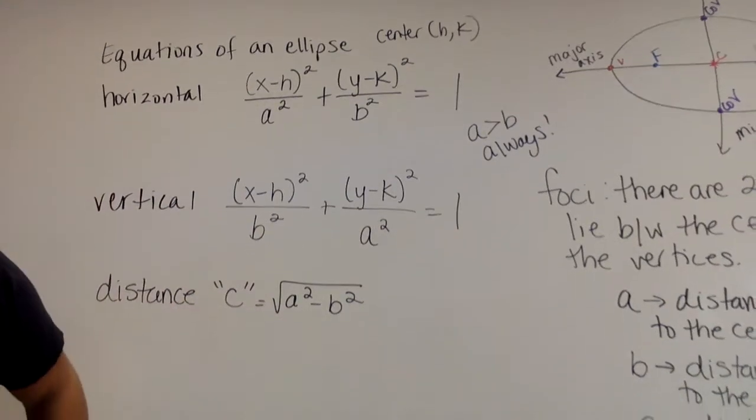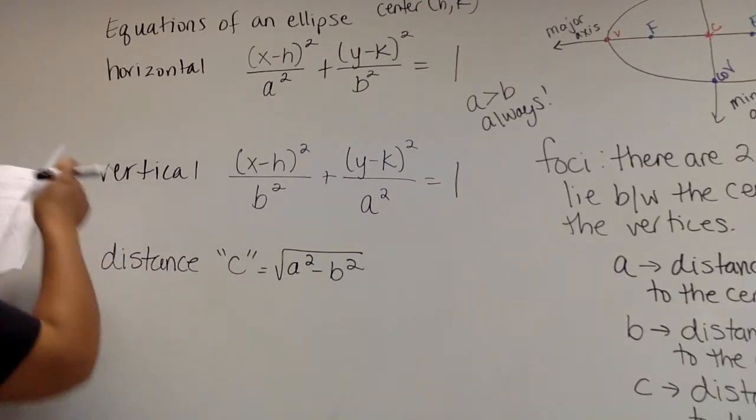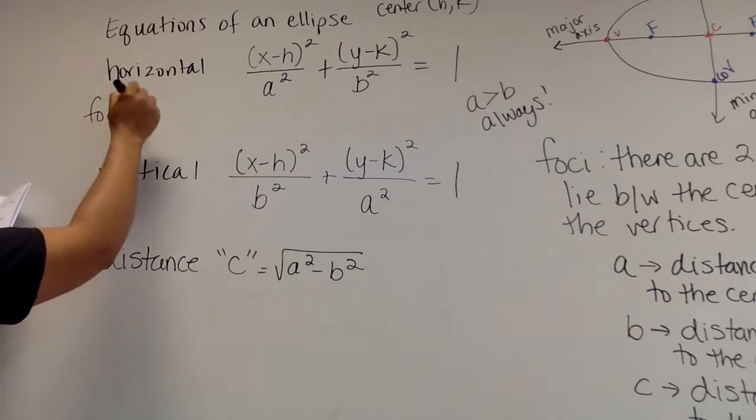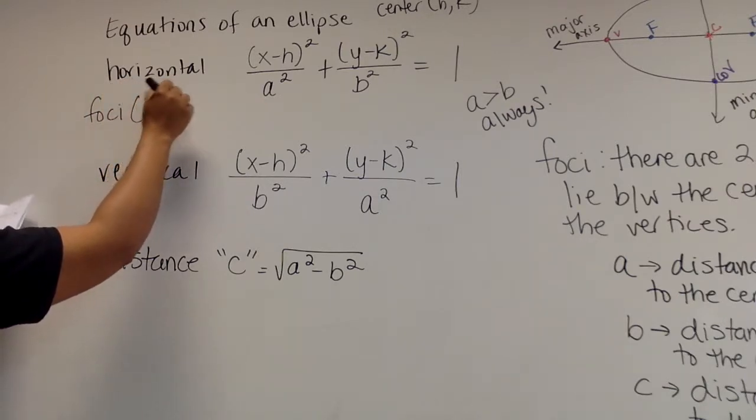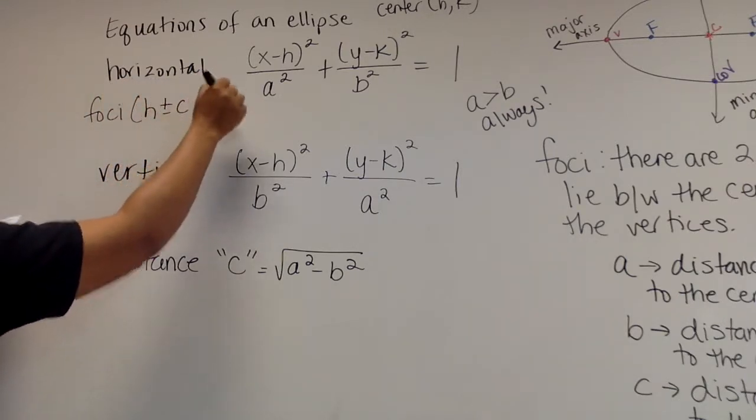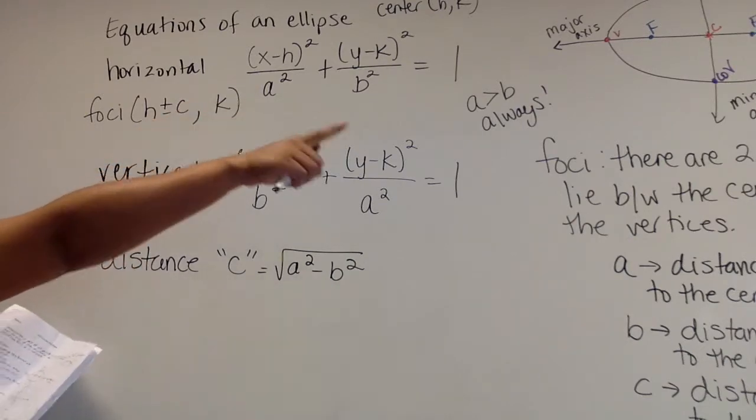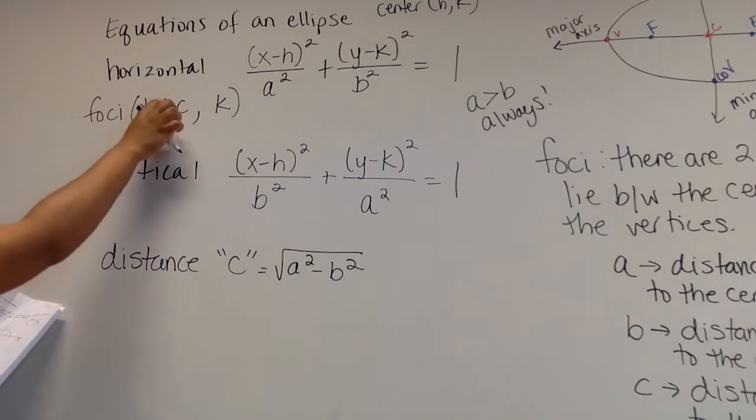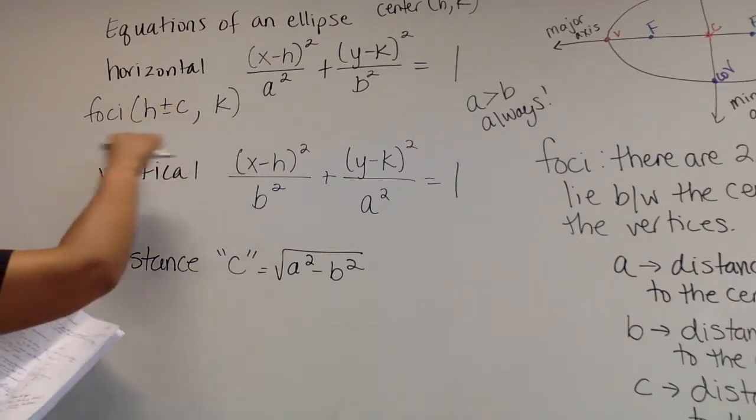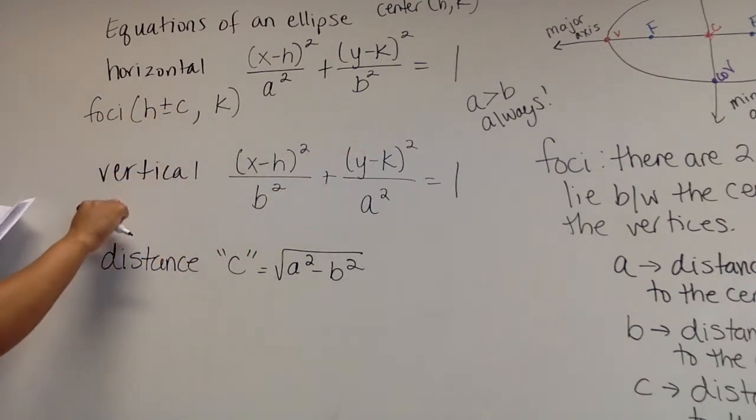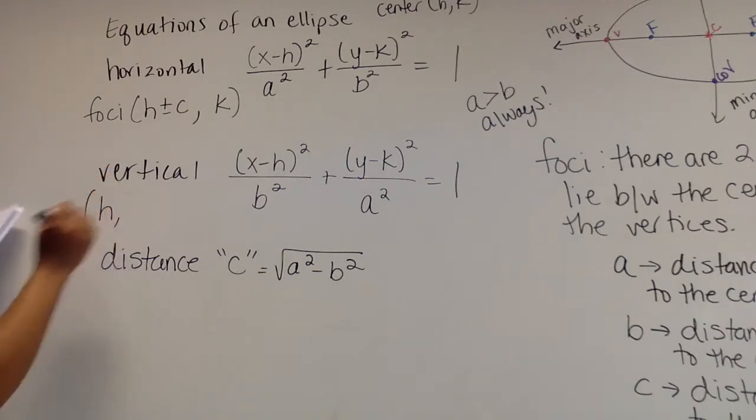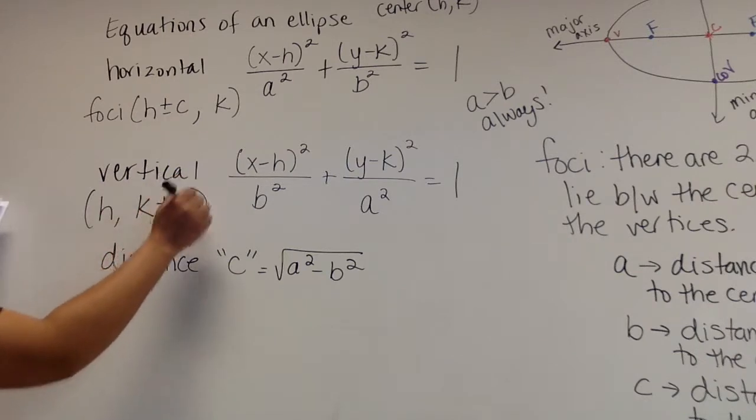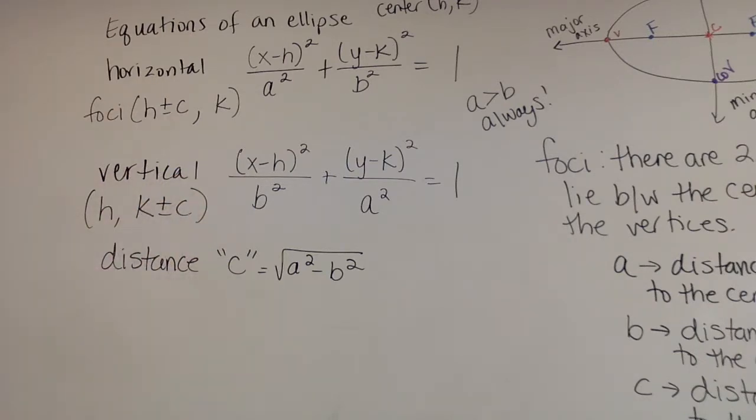Speaking of focus points, if this helps, for your horizontal, your focus points will always be your value of h plus or minus c, and then your k. The c is the distance again. You're either going to count it or you're going to get it from here. And then remember, there's 2. That's why it's plus or minus c, because you're going to go one side of the center and the other side. And then your vertical, it's in reverse. Your h coordinate, and then k gets the plus or minus c.